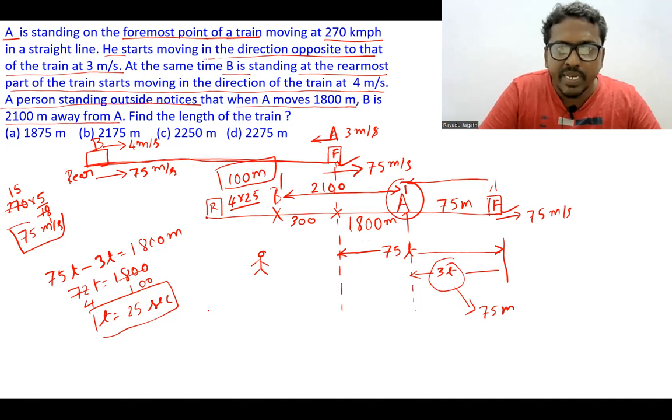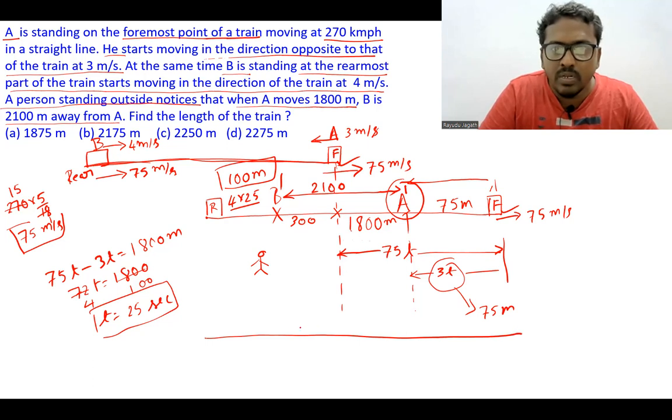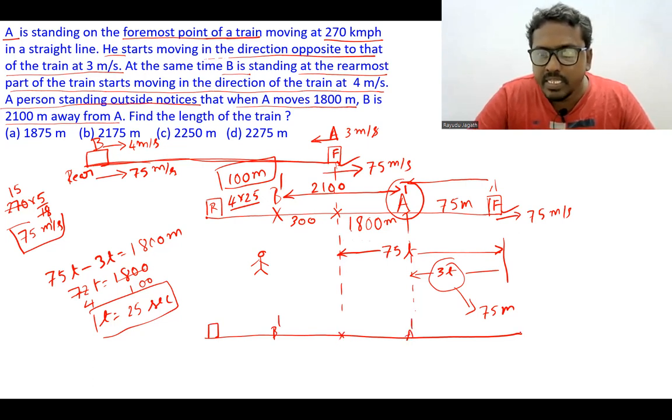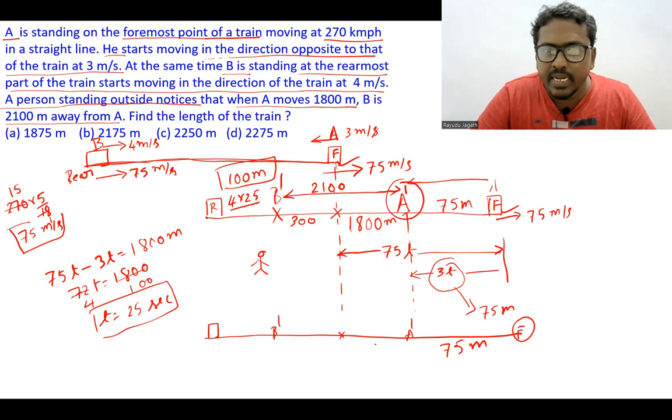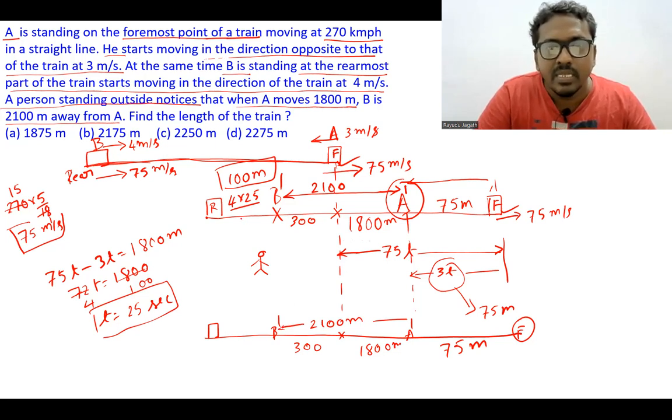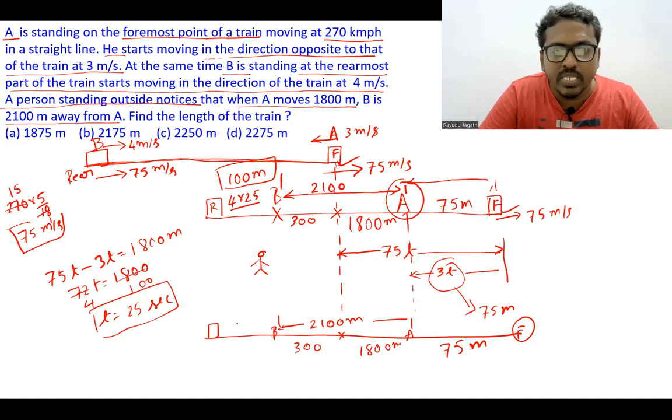So I repeat, this is the whole thing. This is the rear, this is the B dash point. This is the observation point. This is the A dash point. This is the foremost point. This distance is 75 meters, just now calculated. This distance is given as 1800 meters from the observation point. This total distance is given as 2100 meters, the distance between A dash and B dash. And in the 25 seconds, B has covered a distance of 25 into 4, 100 meters.